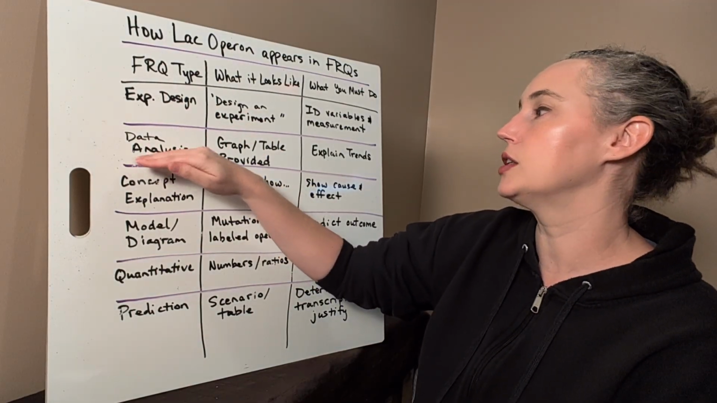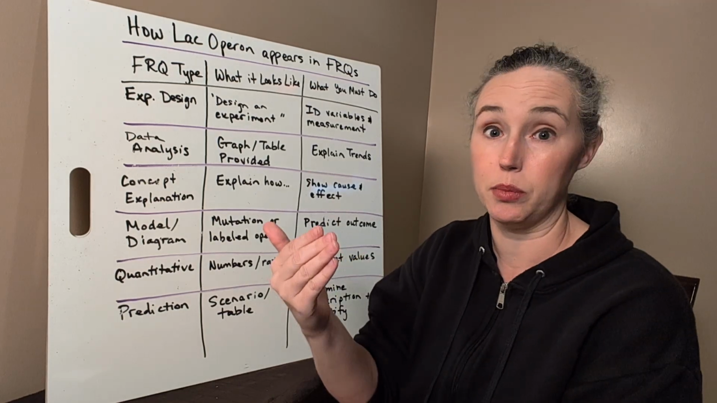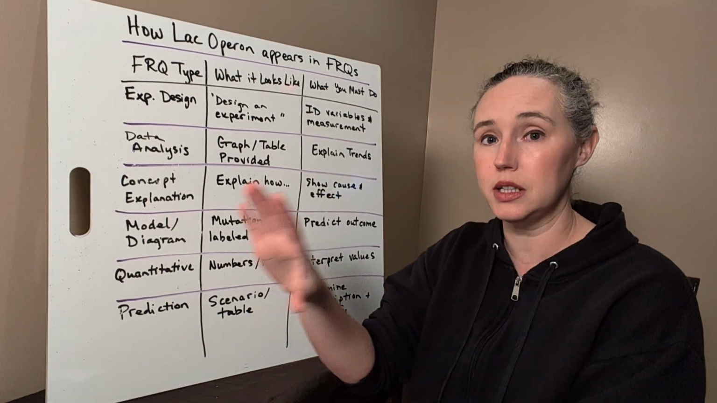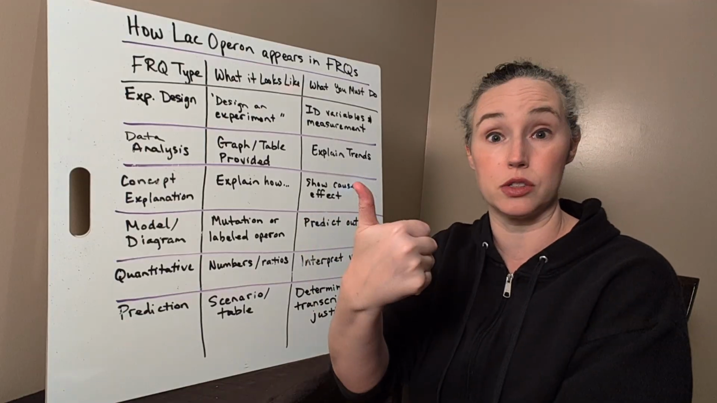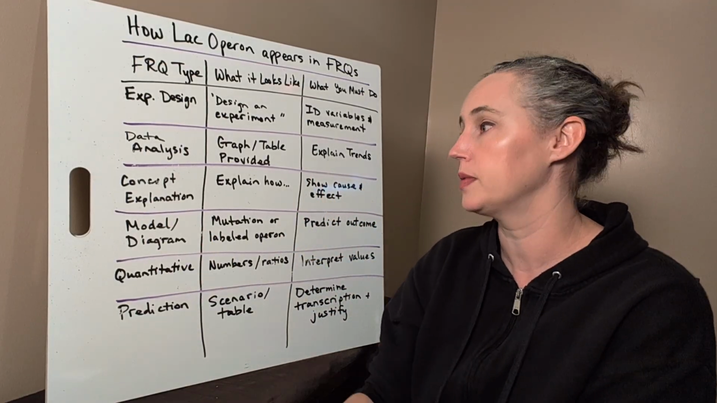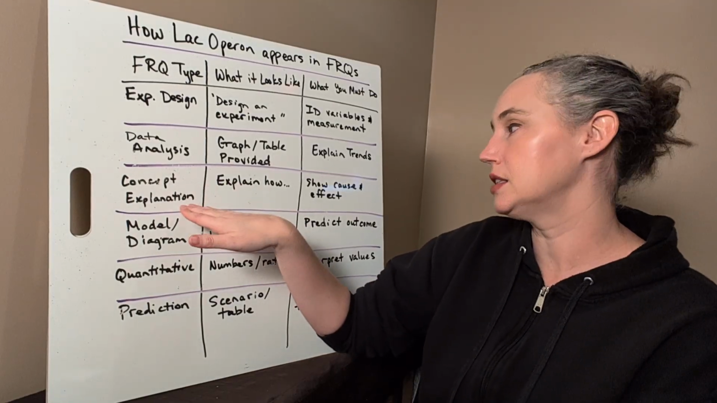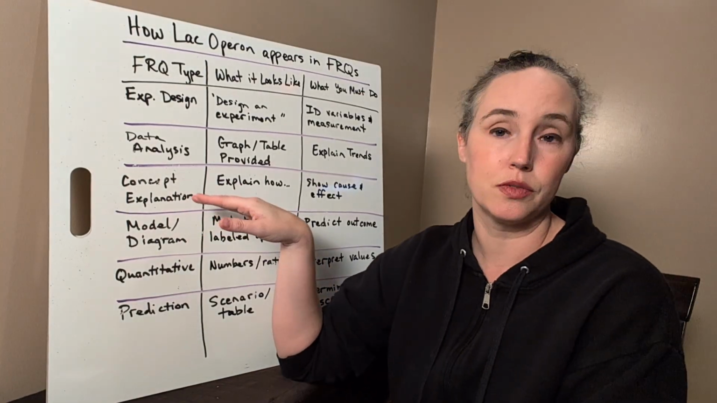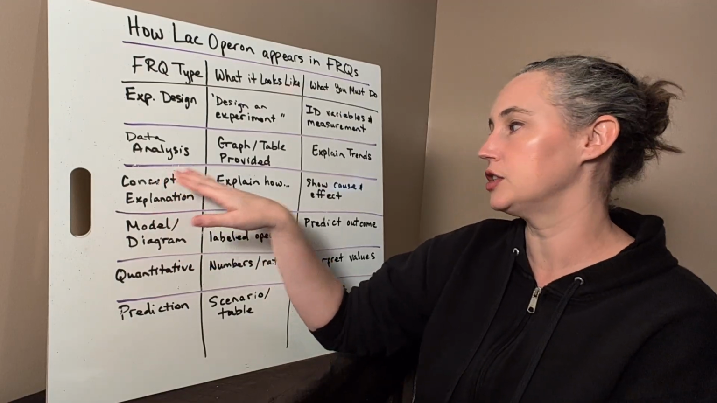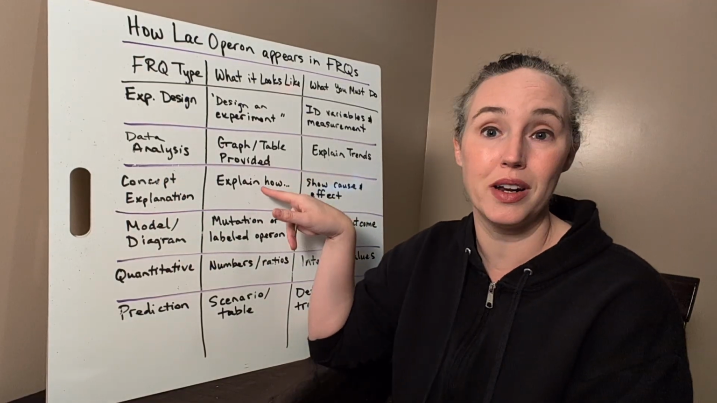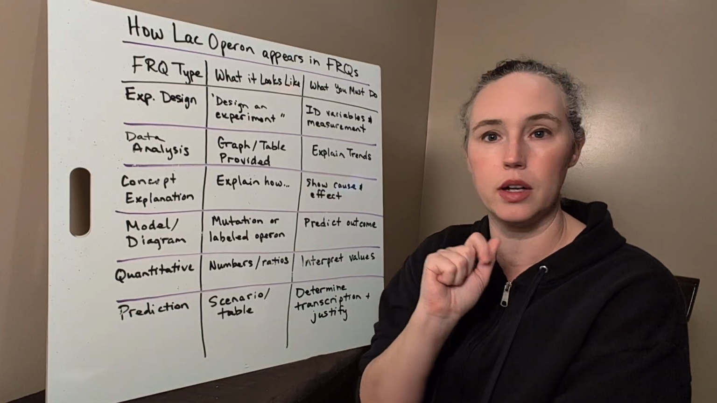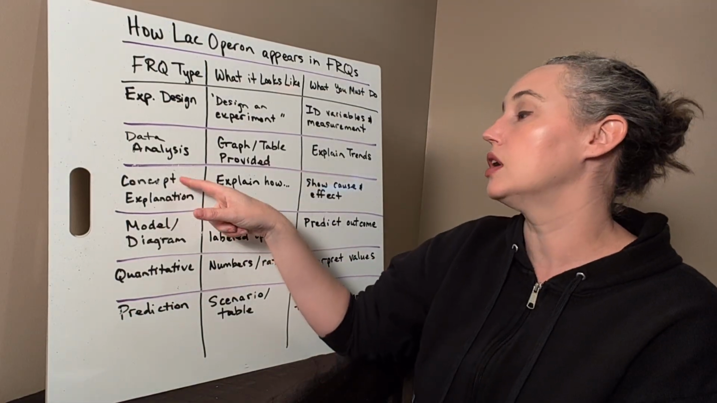A data analysis question will usually have a graph or a table provided, and then you have to explain why you're seeing the trends that you're seeing. You have to describe and explain. That's usually it, the trends that you're seeing. There may be a concept explanation, which is very like FRQ number 4. It's going to ask you to explain how, and this is when our what if something goes wrong comes in, very question 4 FRQ.